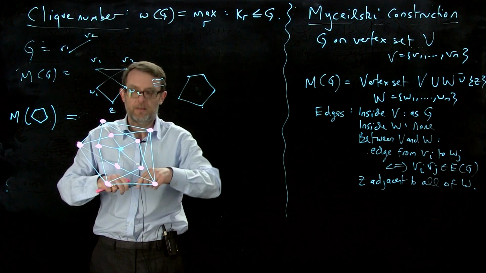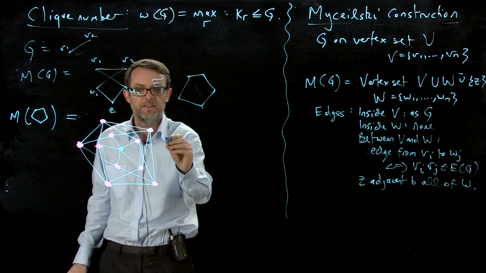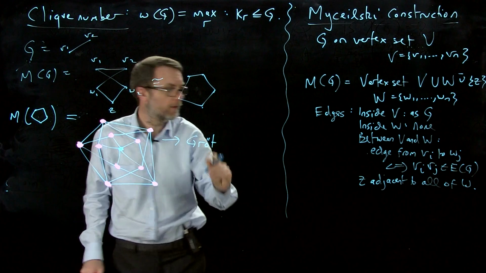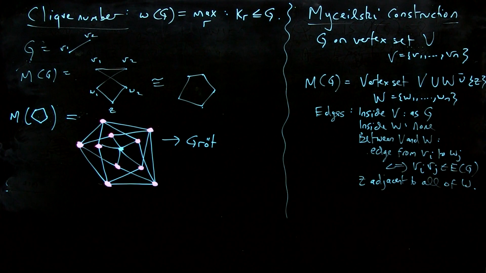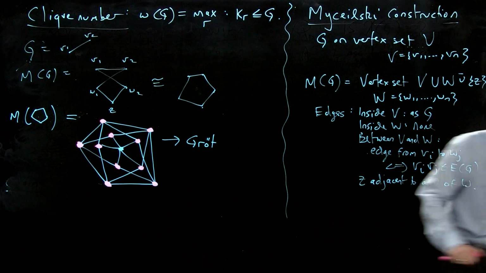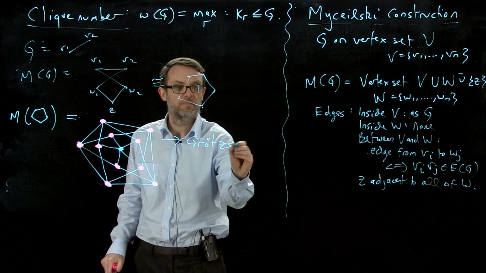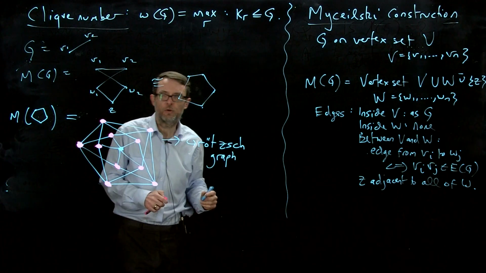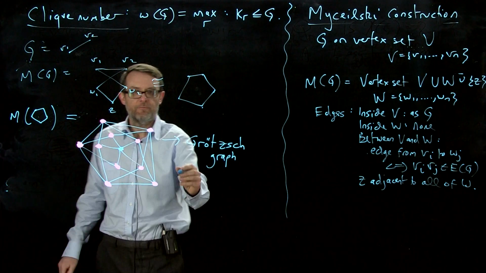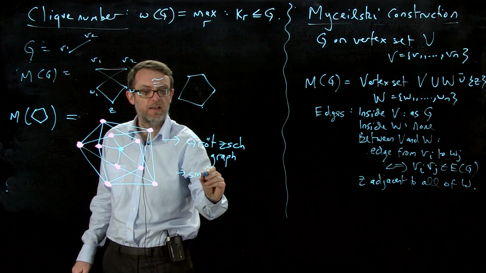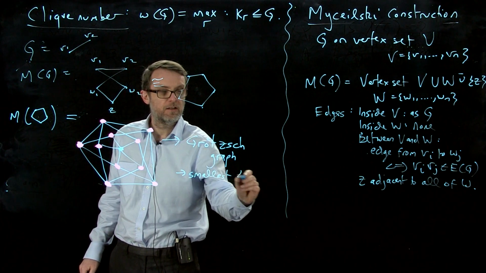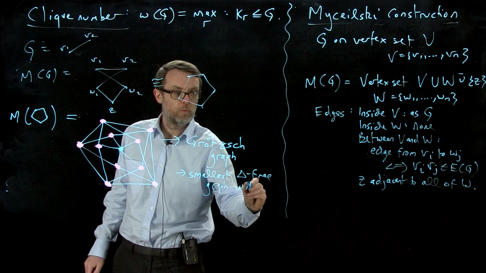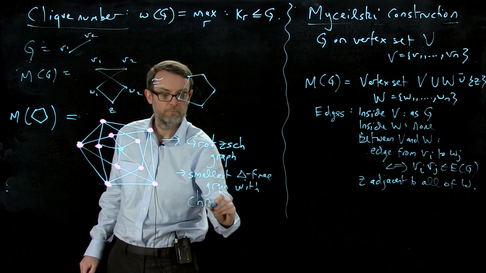And this is a famous graph. This usually goes under the name, oh, now I'm going to have to consult my notes. I know that I've written down Grötzsch's name. So this is called the Grötzsch graph, after the graph theorist Grötzsch. And this graph has the property that it's the smallest triangle-free graph with chromatic number 4.